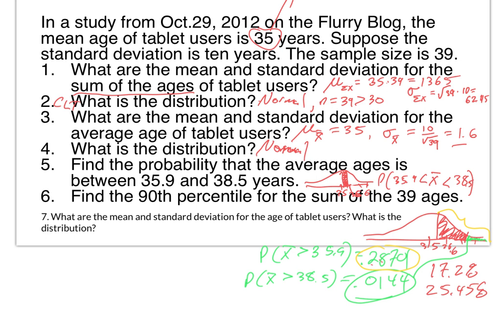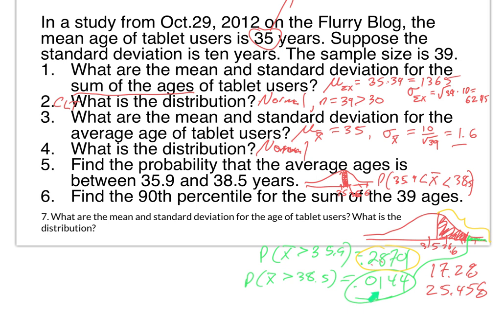So my desired area of red would be this whole area in yellow, 0.28701. Sorry about the little red marks in there. And then I'm going to subtract away the green because that's what's above 38.5. I only want from 35.9 up to 38.5. So this number minus that number should give me the correct value, which this is probably closer, but if you rounded and had 1.6, that would be the difference.